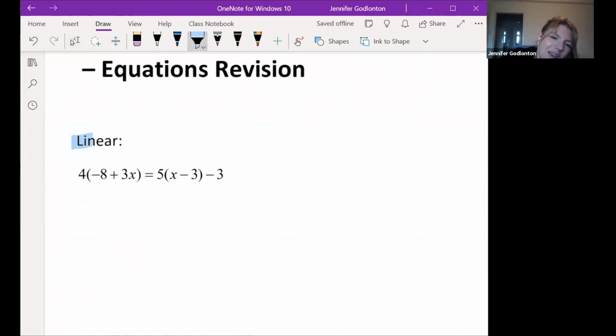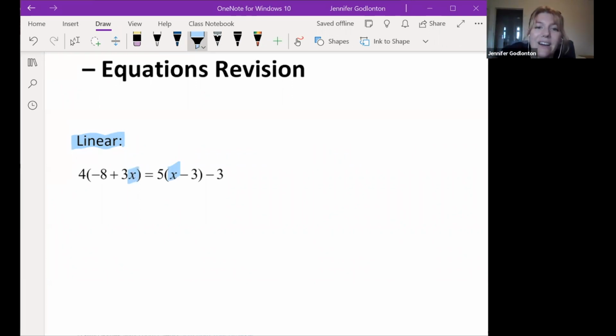Who can tell me how we know that this equation is linear? I promise it's not a trick question. Fatu, yes. How do we know that this is linear? Ma'am, it does not have a square. Yes, good. There are no squares. Excellent. All of our x's are just x's.